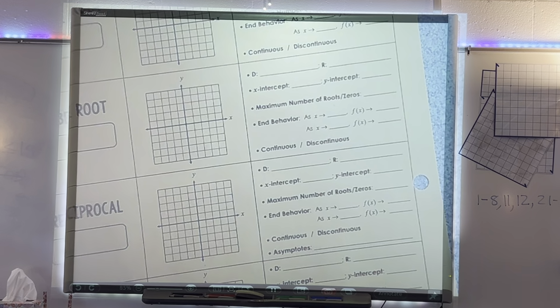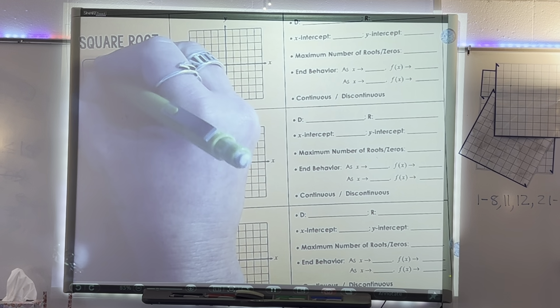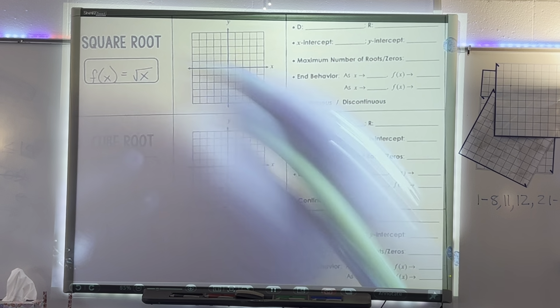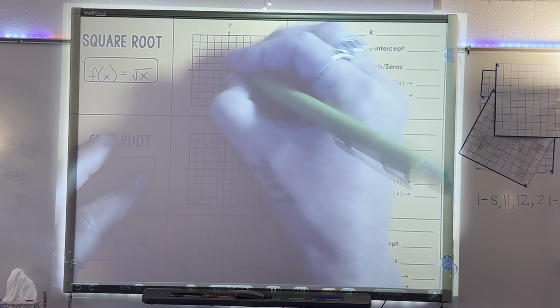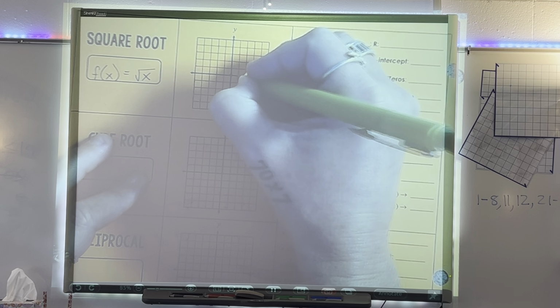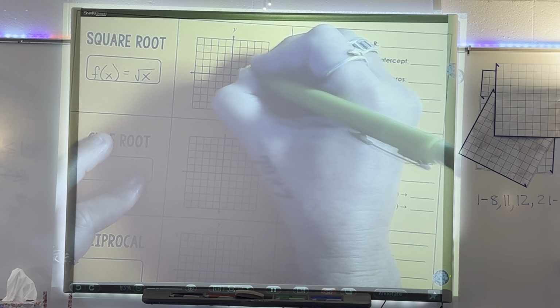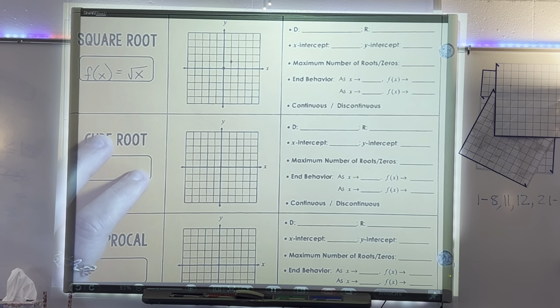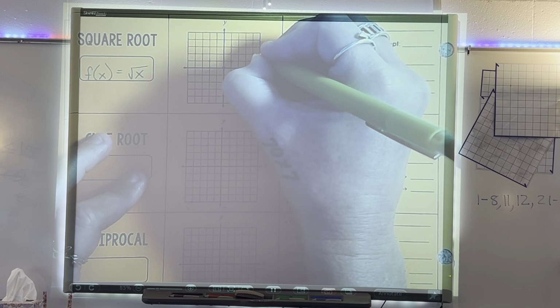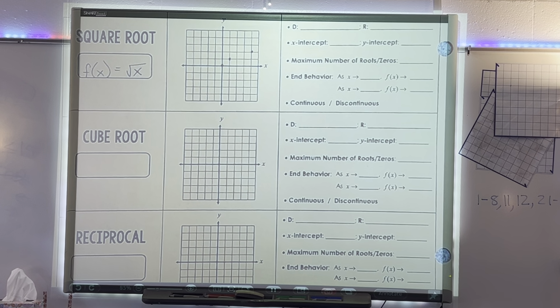So let's jump back here. Square root function. F of x is equal to the square root of x. If I choose values here, if I choose 0, square root of 0 is still 0. Square root of 1 is 1. Square root of 2, we don't like that. It's a decimal. It's ugly. Square root of 3, also an ugly decimal. Square root of 4 is 2. Okay, so if I go on the other side, if I try to go on my calculator and take the square root of negative 1, what is going to happen?